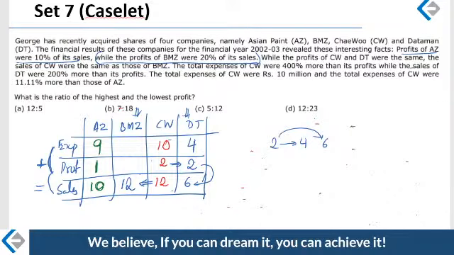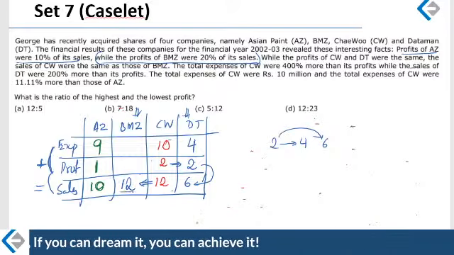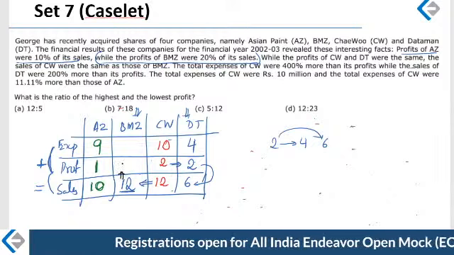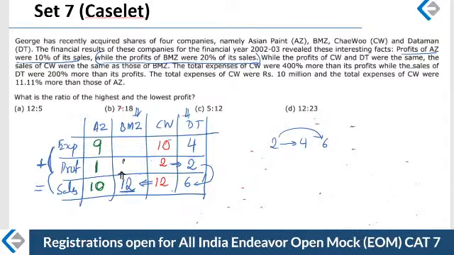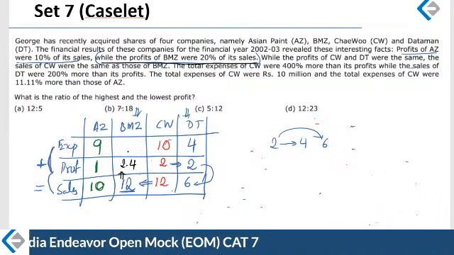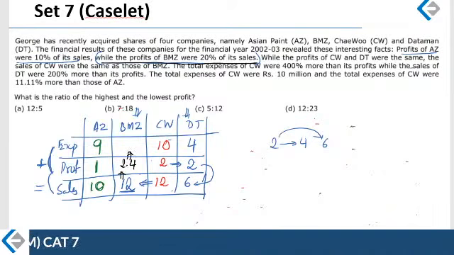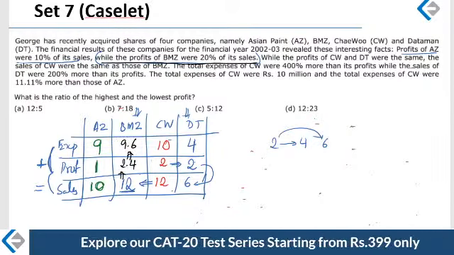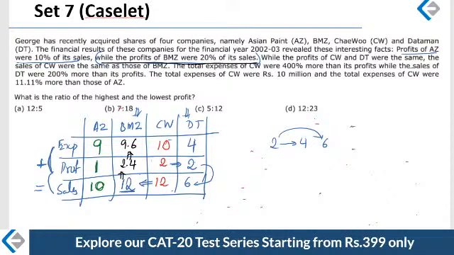While the profit of BMZ was 20% of its sales. Sales is 12 here, guys. Therefore, you are writing 20% of this particular number. What is 20% of 12? It's nothing but 2.4. That's going to be the profit. So if that is 2.4, I write the remaining number, which becomes 9.6. Great. Now we have all the parameters ready.